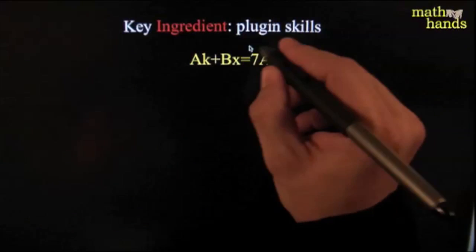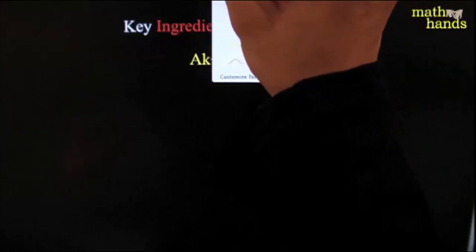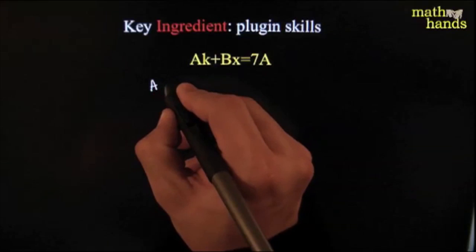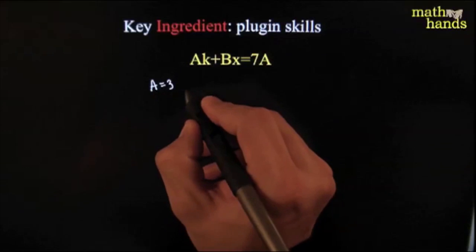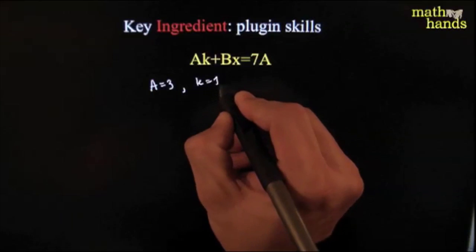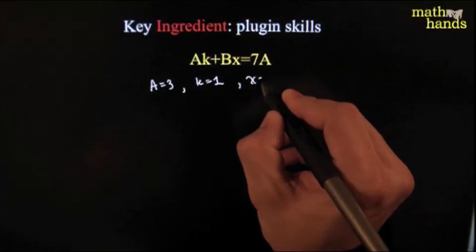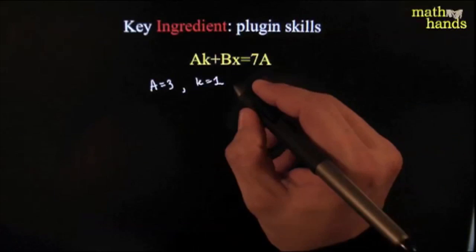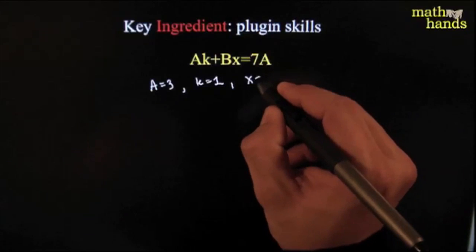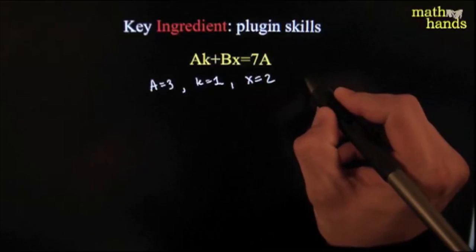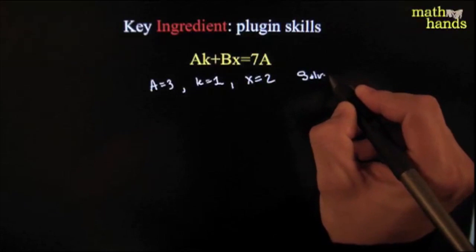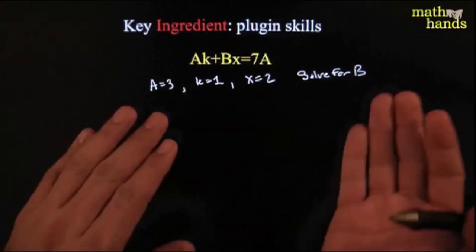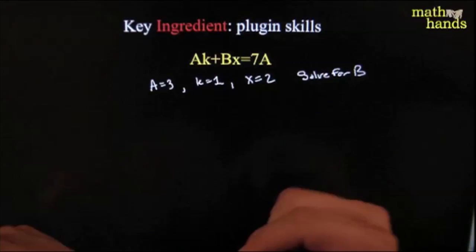To be good with your plug-in skills, what I mean is that you should be able to do this problem. Suppose I give you that A is equal to 3. Suppose K is equal to 1. And suppose X is equal to 2. And suppose 7 is equal to 7. And suppose I tell you to solve for B.